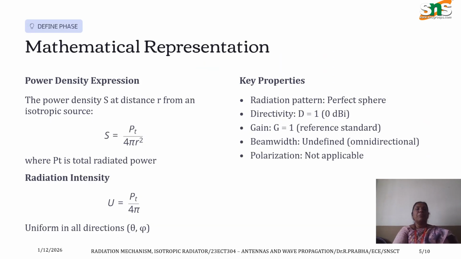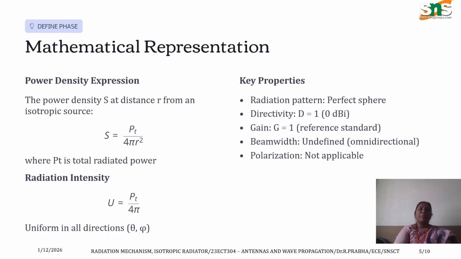Now for its mathematical representation, we can calculate the Poynting vector or power density from the expression S equal to Pt by 4 pi r square. Here Pt is the transmitted power, and r is the distance between the transmitting and receiving antenna. Another important parameter with respect to the isotropic radiator is the radiation intensity U, which gives Pt by 4 pi. So here antenna radiation for the isotropic antenna is assumed uniform in all directions.